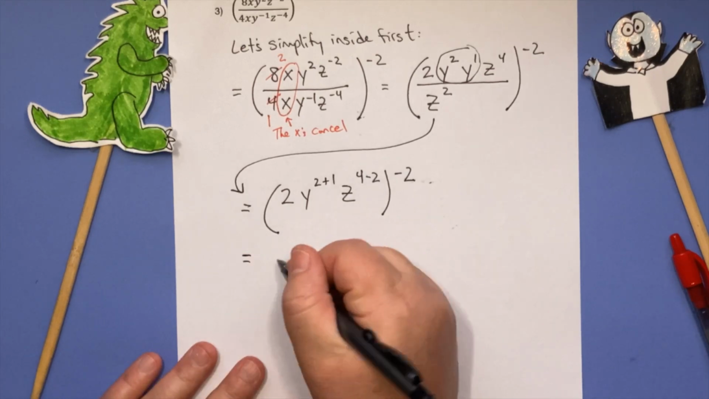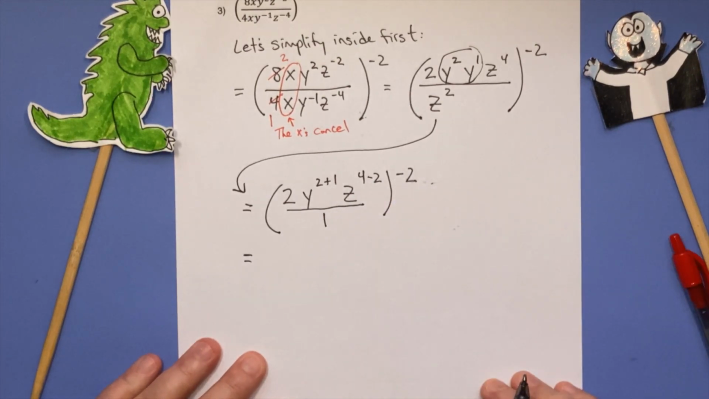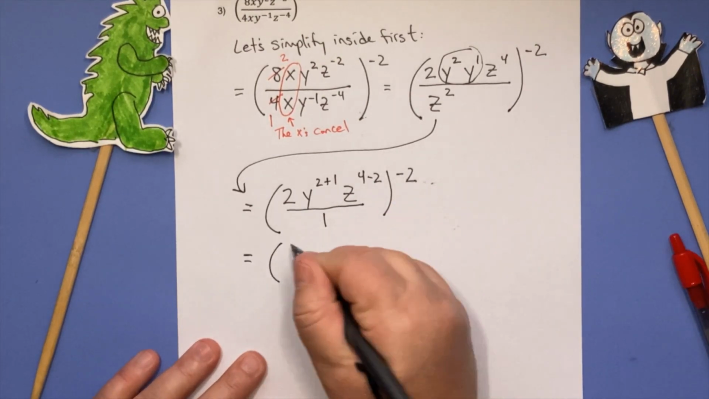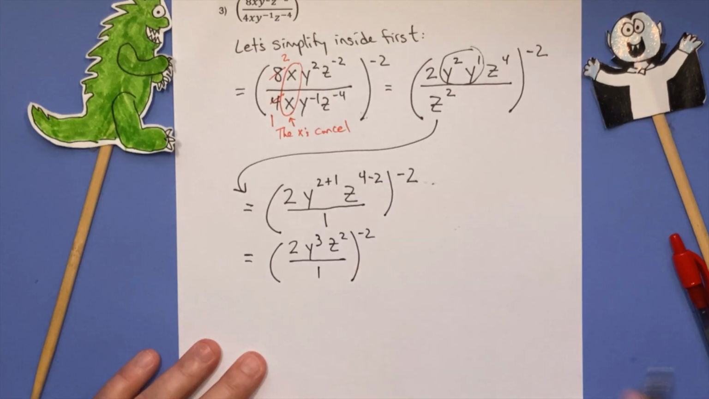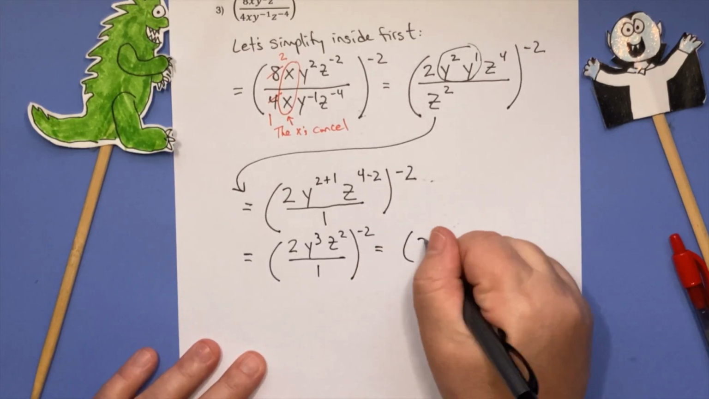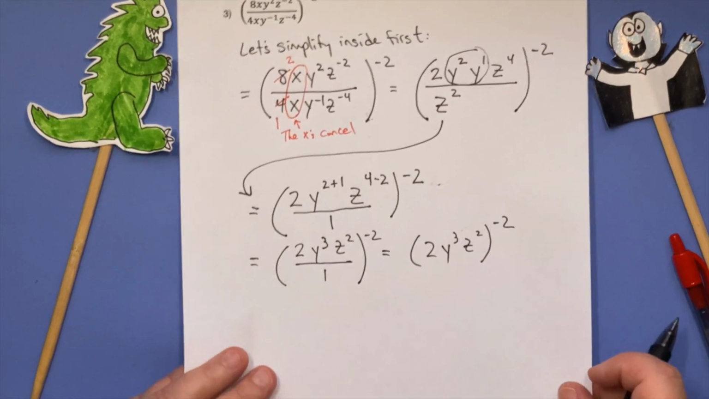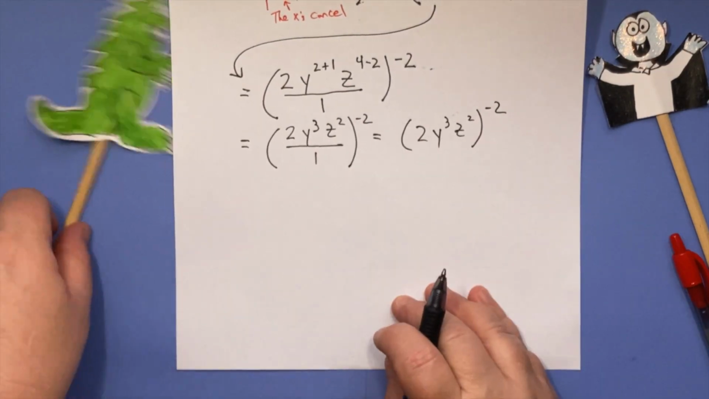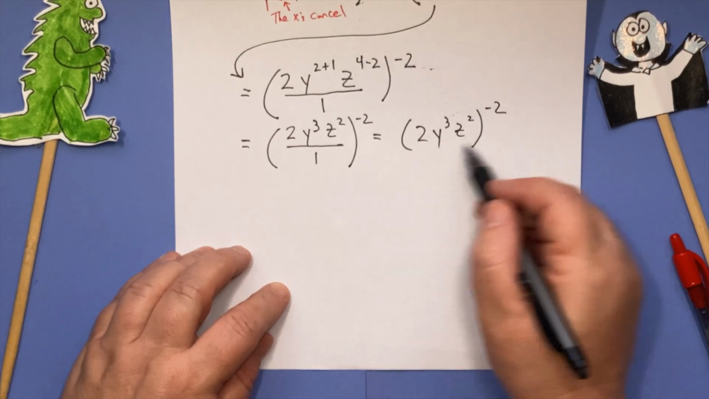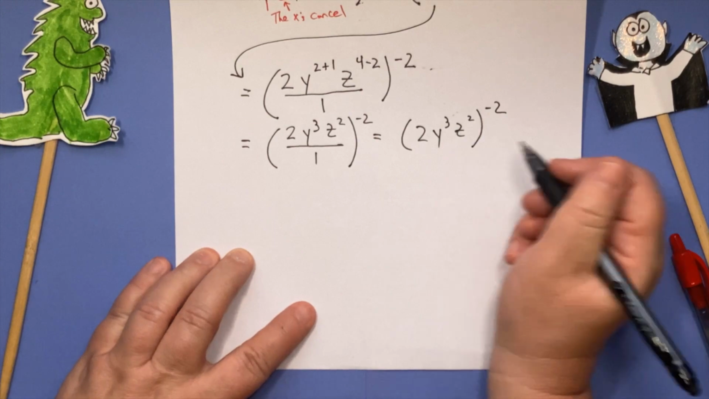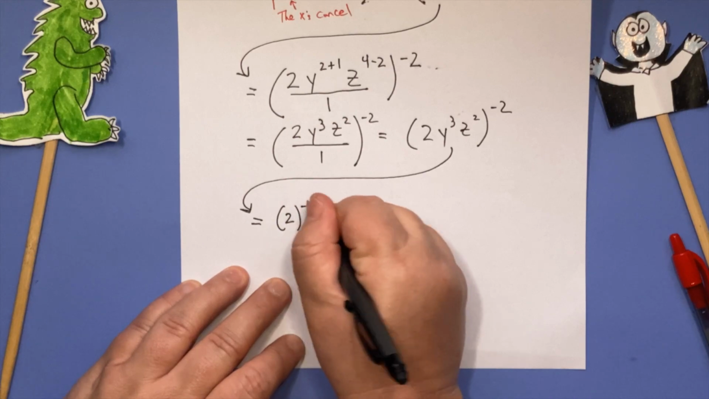Okay, so I've got, where'd the denominator go? And the answer is, if there's nothing more in the denominator, I put a 1 there. Okay, so I've got 2y cubed z squared all over 1, to the negative 2, which is just 2y cubed z squared to the negative 2. Okay, so is this simplified? And the answer is no. If I've got exponents on the inside and exponents on the outside, and there's no addition anywhere, I need to keep going.